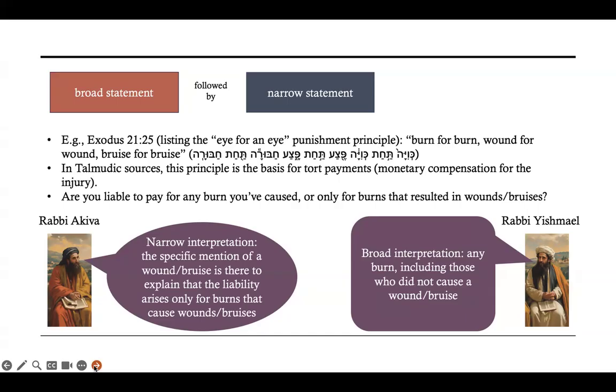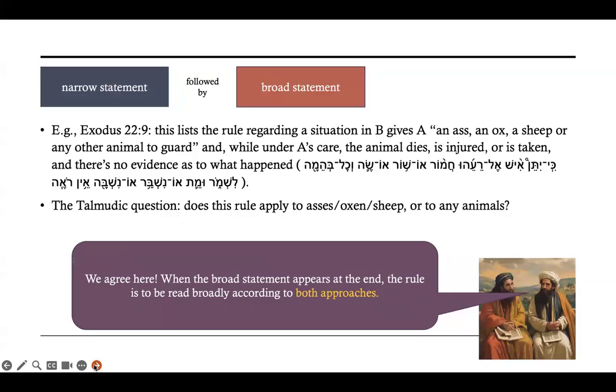Now let's take a look at the next example. So here's a scenario where you have a narrow statement followed by a broad statement. Here's an example for a rule from Exodus 22, verse 9. This rule involves a situation where B has given A an ass, an ox, a sheep, or any other animal to guard, and while under A's care, the animal died or was injured or was taken, and there was no evidence to what happened. כי ייתן איש אל רעהו חמור או שור או שה וכל בהמה לשמור, ומת או נשבר או נשבה, אין רואה.